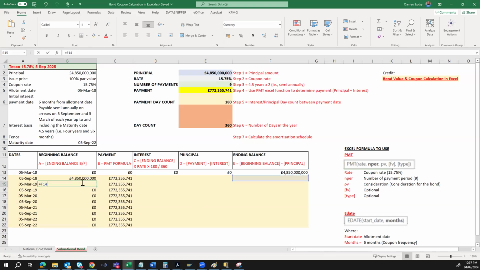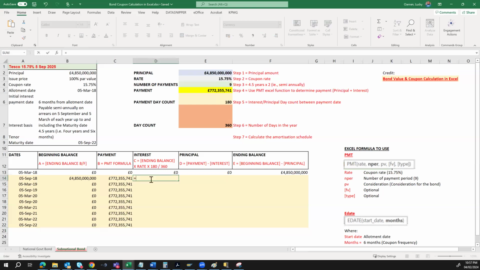So it picks the previous balance from the brought forward balance from the previous payment dates up until maturity. All right. So we determine what the beginning balance is. We determine what our payment is. The next is to calculate what is the interest. So interest is very simple, right? Which is the ending balance of 4,850 multiplied by the coupon rate multiplied by 180 days divided by 360 days. Very simple formula to calculate.